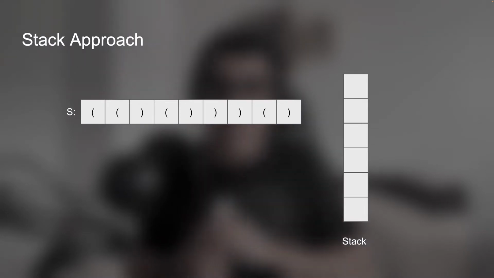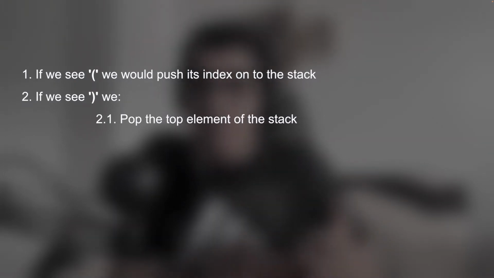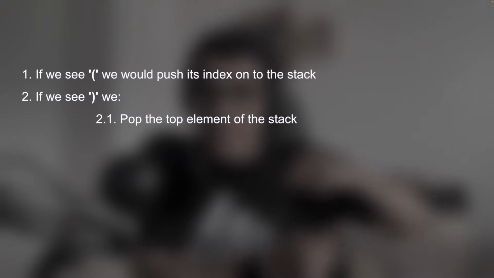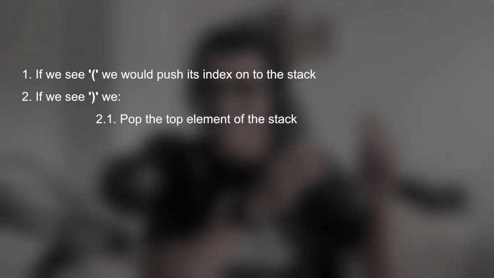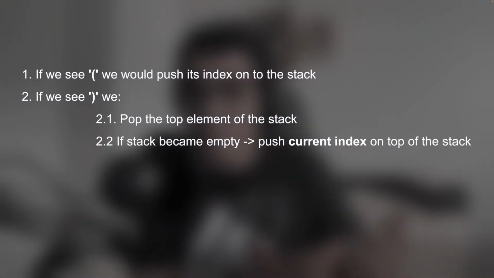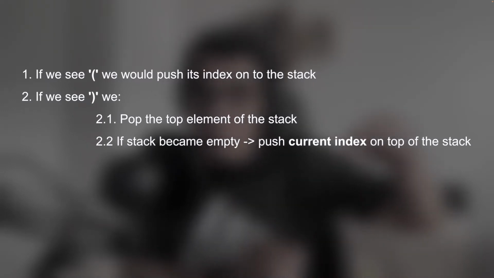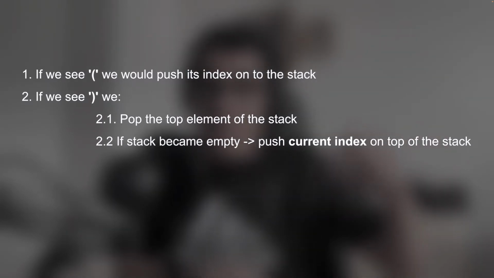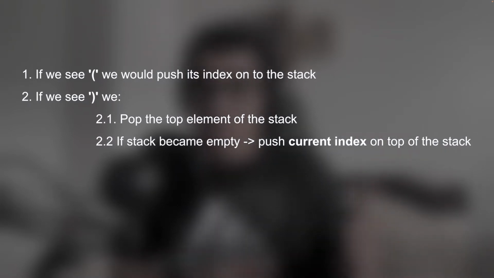We traverse the initial string, and each time we encounter an open parentheses, we add the index of that open parentheses to the stack. If we see a closed parentheses, we first pop the open parentheses corresponding to this closed parentheses, the closest open parentheses, from the top of the stack. Now, there's a possibility that the stack becomes empty. If the stack is empty, we push the current closing parentheses index on top of the stack.